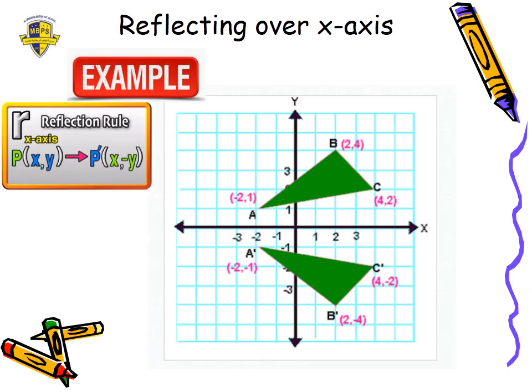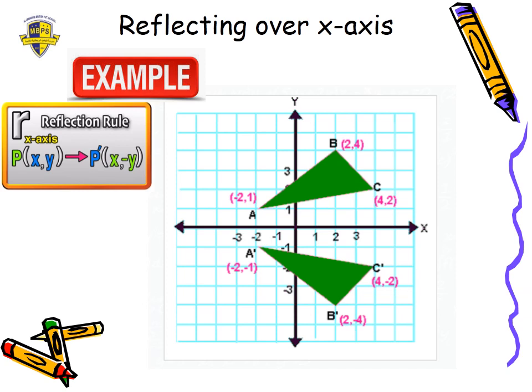And this is the third example about reflecting shapes over the x-axis. You can see the green triangle ABC, we reflected over the x-axis. So let's check what happened to each point. Let's start with point A. The coordinate for point A was minus 2 and 1.